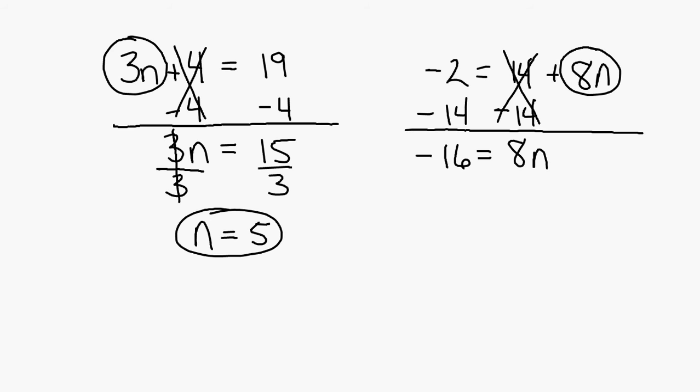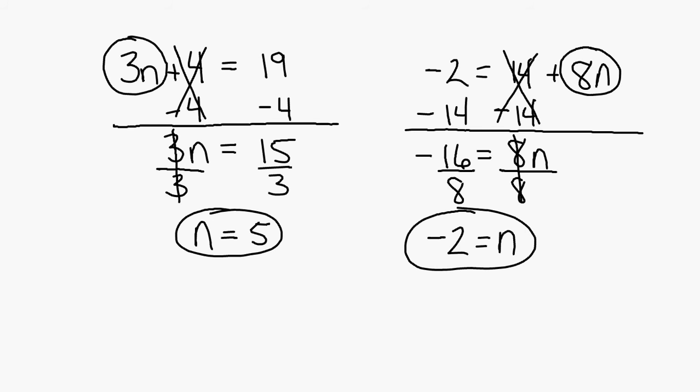The next step would be to divide each side by 8. So negative 16 divided by 8 would be negative 2, and that's going to be equal to n. These 8's cancel each other out. Anybody have any questions so far?